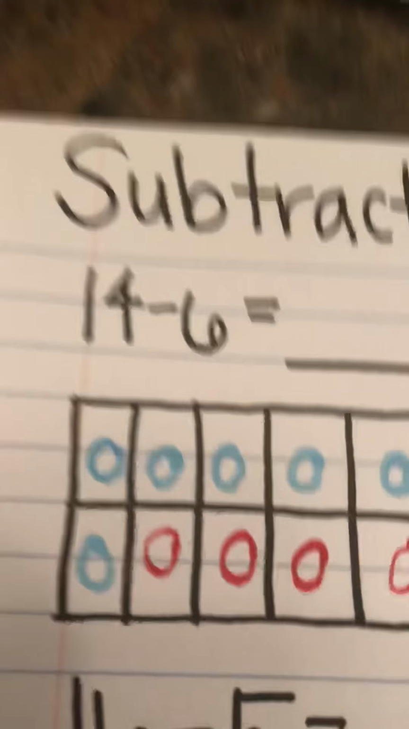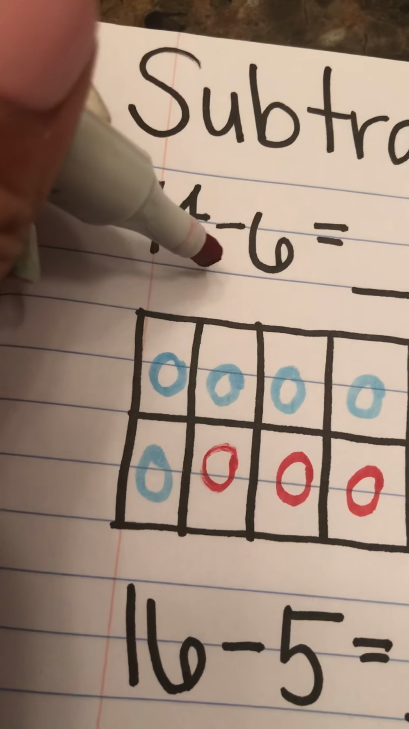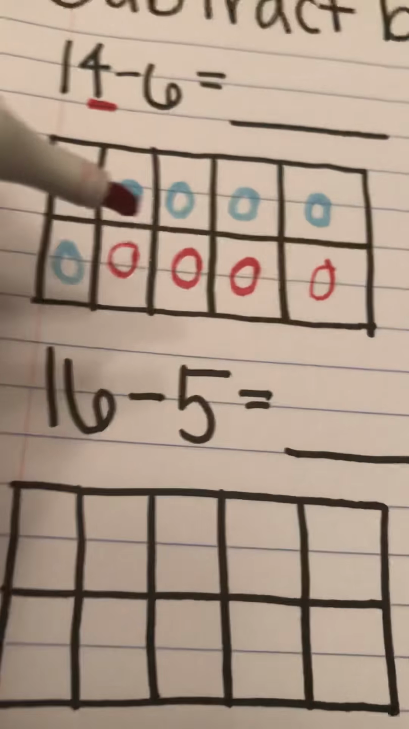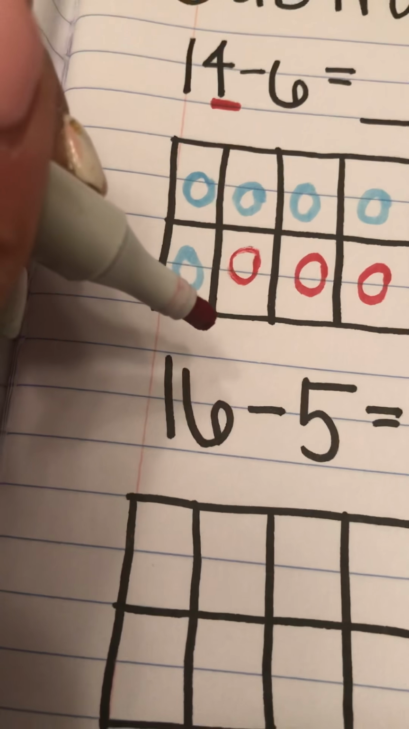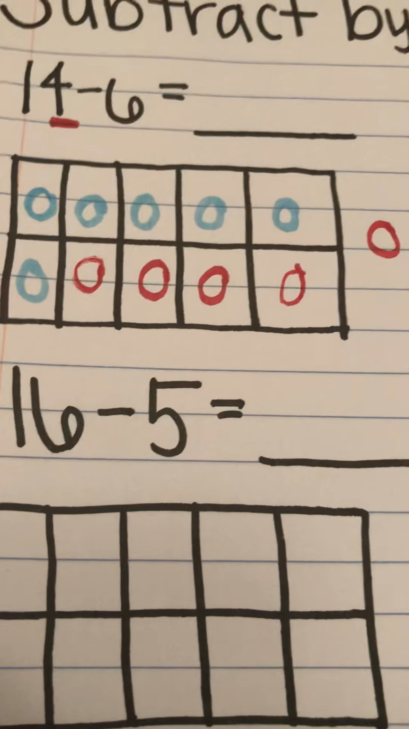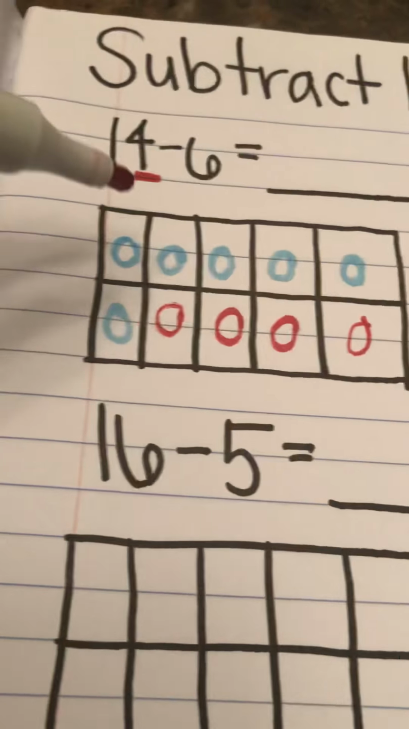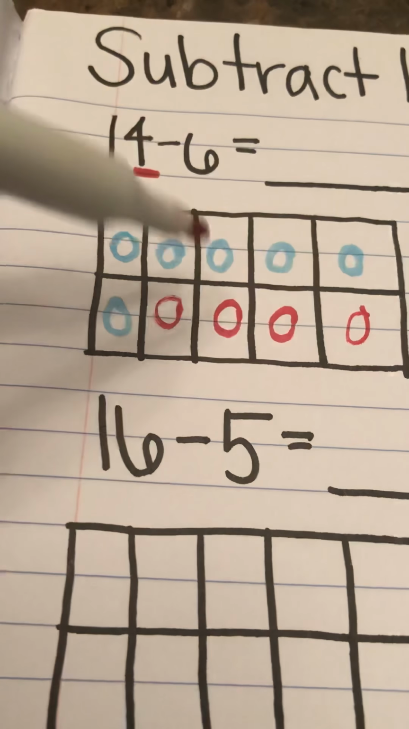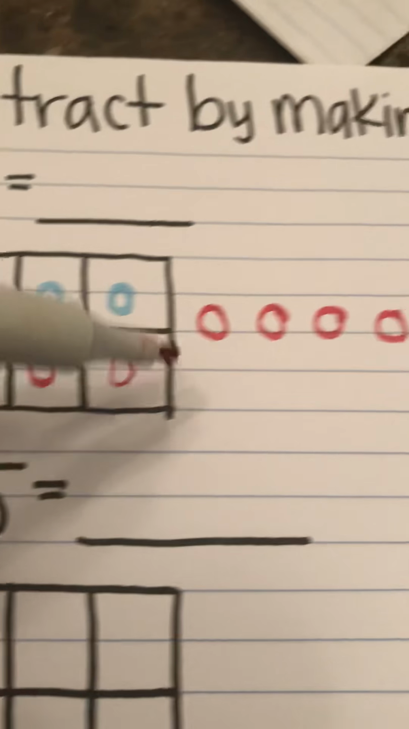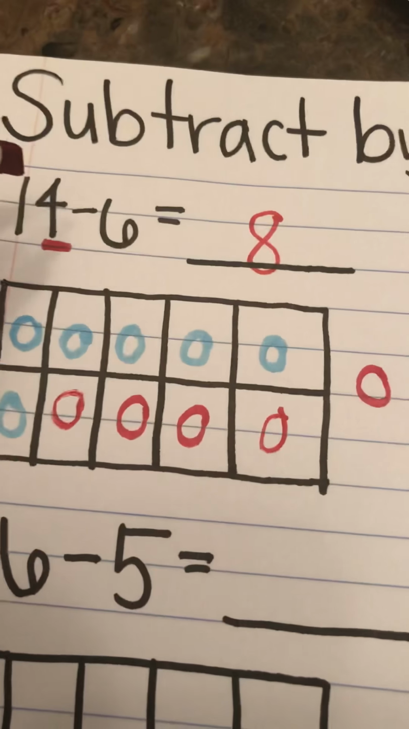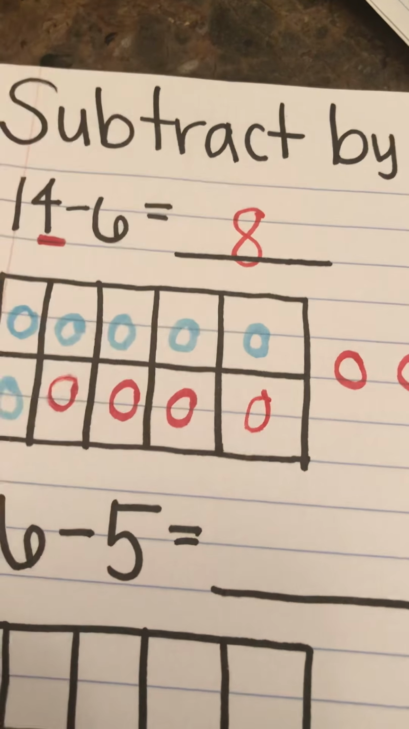So after that, we look to the ones place of this first number, and that is the number 4. So outside of this 10 frame, you are going to draw 4 dots. 1, 2, 3, 4. Now, in order to get the answer, the students are going to count the amount of dots that they drew after this first set of 6. So 1, 2, 3, 4, 5, 6, 7, 8. 14 minus 6 equals 8.